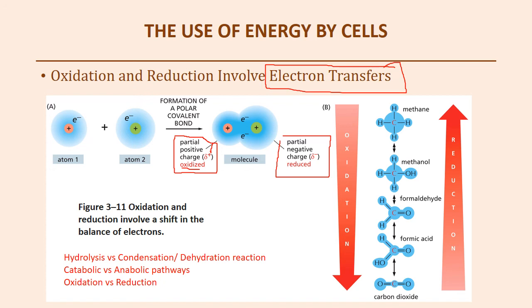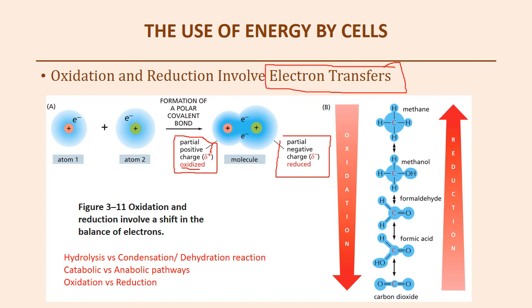If the cell were to do everything in one step, so just take that glucose molecule, rip it apart, release the energy and make ATP, it would generate so much heat that the cell would literally lyse and pop open.